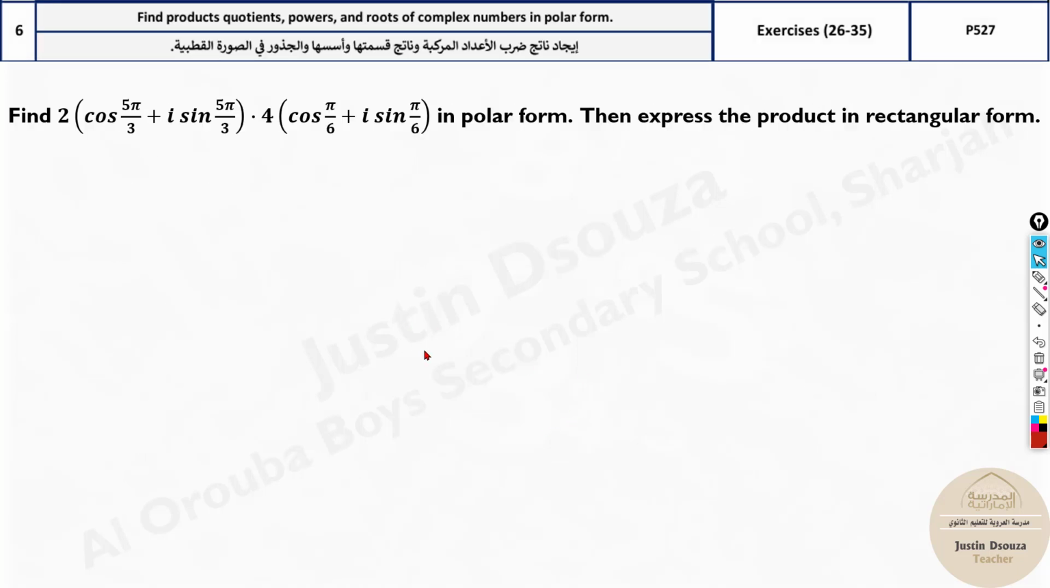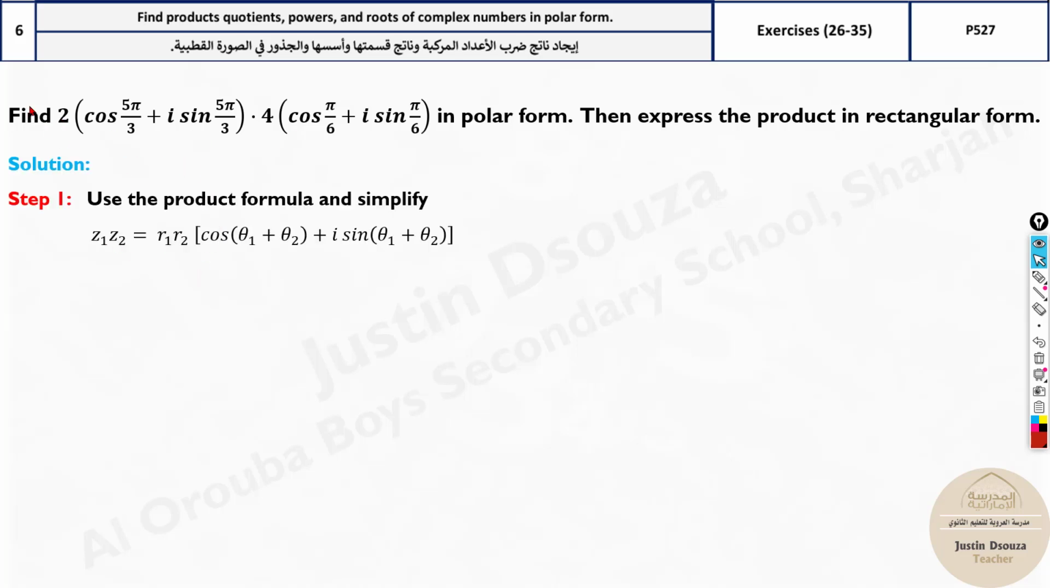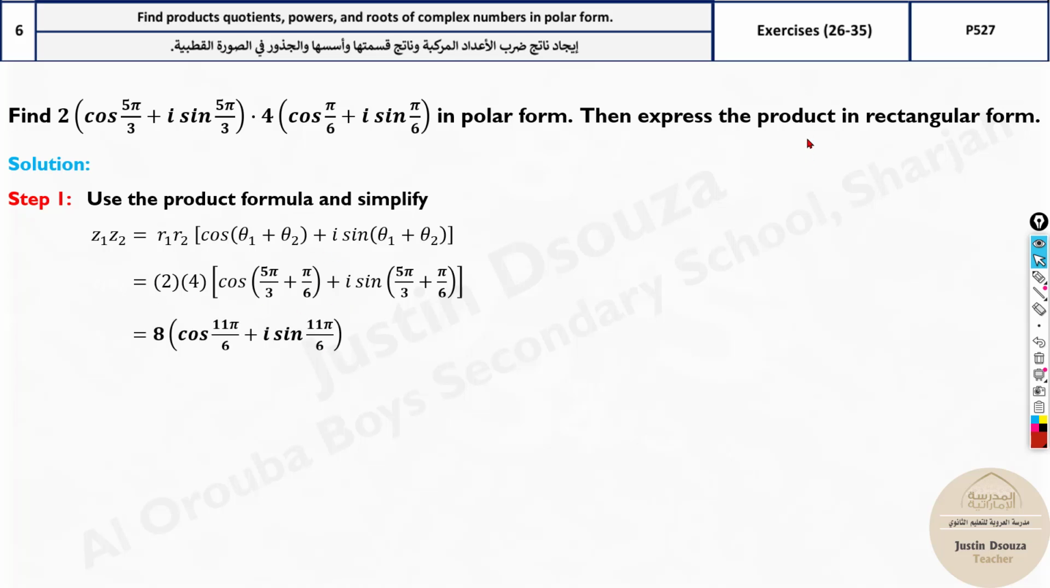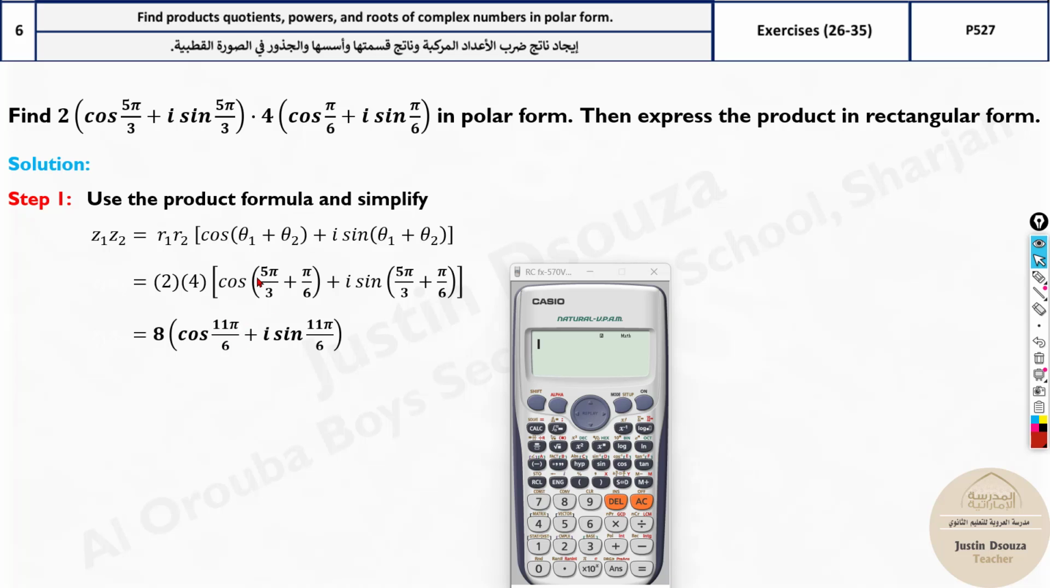Now let's solve some problems. Here we have a problem where we need to find the product in the rectangular form. So we need to find the product, that is, multiply them. Should remember the formula. Over here is the formula. All you do is multiply 2 times 4 here. And what about theta? Add them up. 5 pi by 3 plus pi by 6. Same thing over here with the imaginary part. Put it in the calculator, you get this as the answer. Let us do it in the calculator. Once the polar form is done, over here if you're thinking how to solve this, just write it as it is. 5 pi by 3 plus pi by 6. Over here it's pi divided by 6.